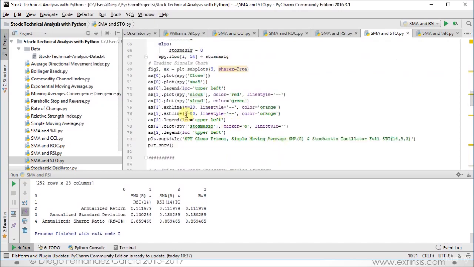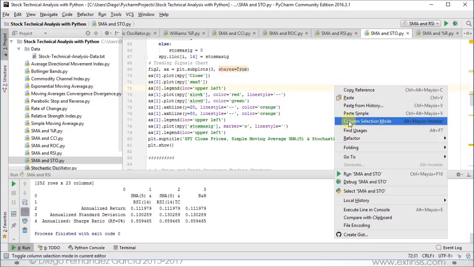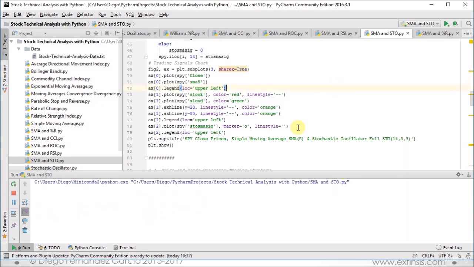Then we have the corresponding strategy signals with marker O or dotted type, lines in blank, so there are no lines connecting the dots. And then we have the title of the chart, SPY close prices, simple moving average SMA 5, and stochastic oscillator, full stochastic, 14 days for its calculation, 3 for the first moving, 3 for the second smoothing. So let's proceed to run the code by clicking the right button on the mouse and scrolling down into run SMA and STO code file.